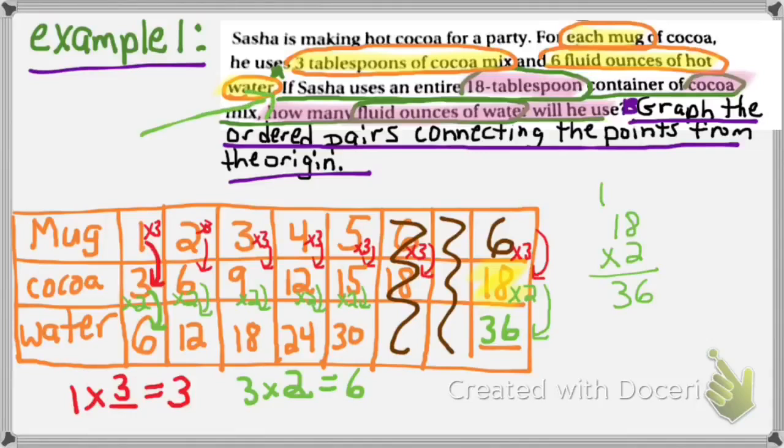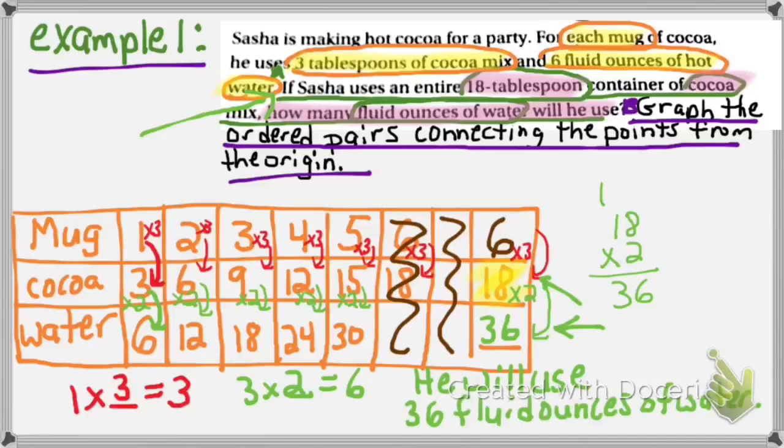If Sasha uses 18 tablespoons of cocoa, and here we are, my 18 tablespoons of cocoa, how many fluid ounces of water will he use? And here's my fluid ounces of water. So my answer to part A, if Sasha uses the entire 18 tablespoon container of cocoa mix, how many fluid ounces of water will he use? He will use 36 fluid ounces of water, and that's my answer for part A.